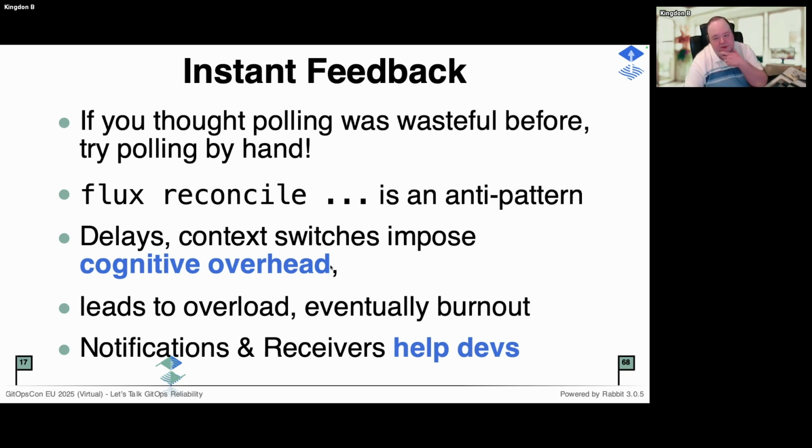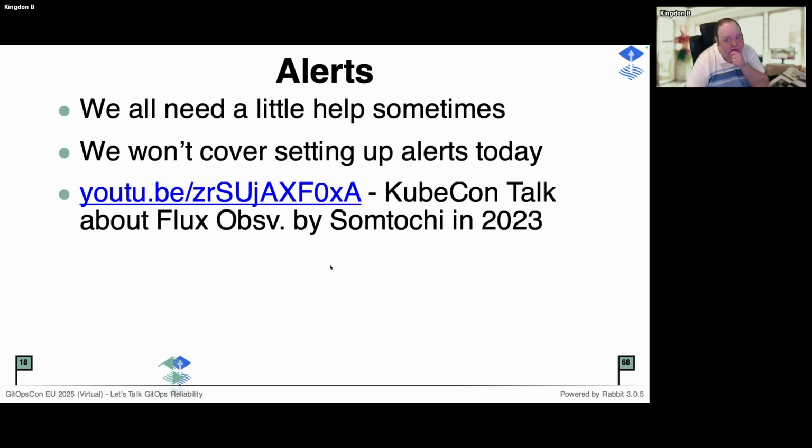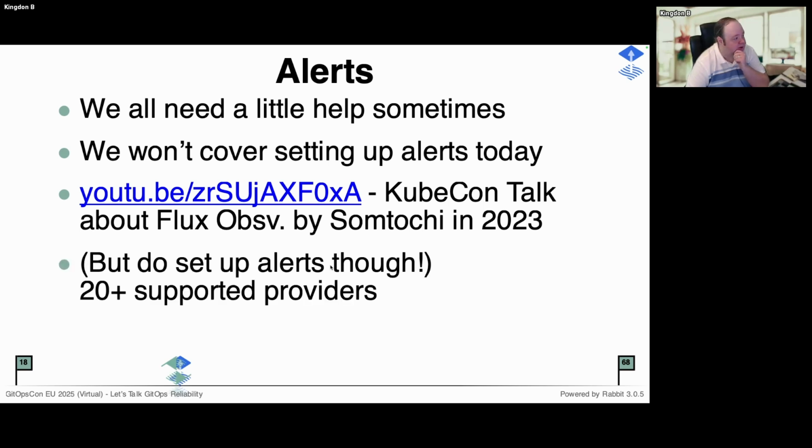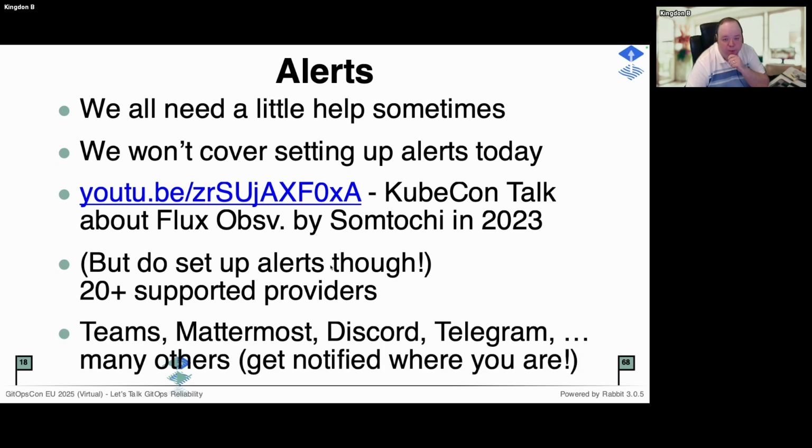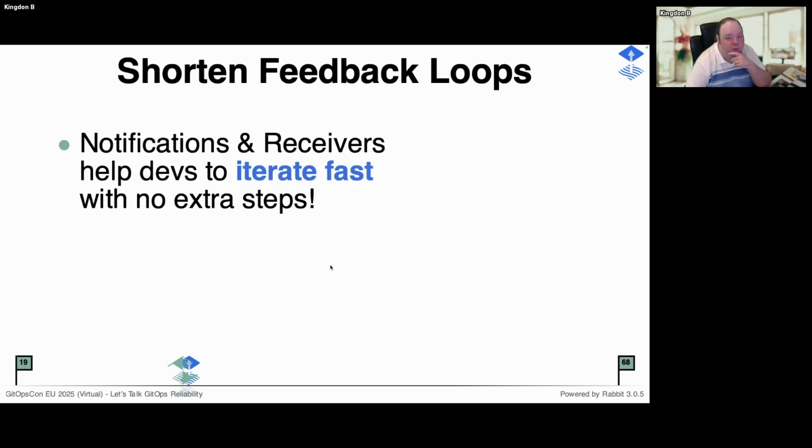Notifications and receivers help developers, right? So start with alerts. We all need a little bit of help. I'm not going to cover how to set up alerts. There's already a talk about that you can follow, and there's great documentation. Do set up alerts. That's message number one for this talk. If you take away one thing, set up alerts. Get notified where you are. There are 20 plus supported alert providers in Flux, okay? If you can't find one that works for you, come talk to us. We'll help you figure it out.